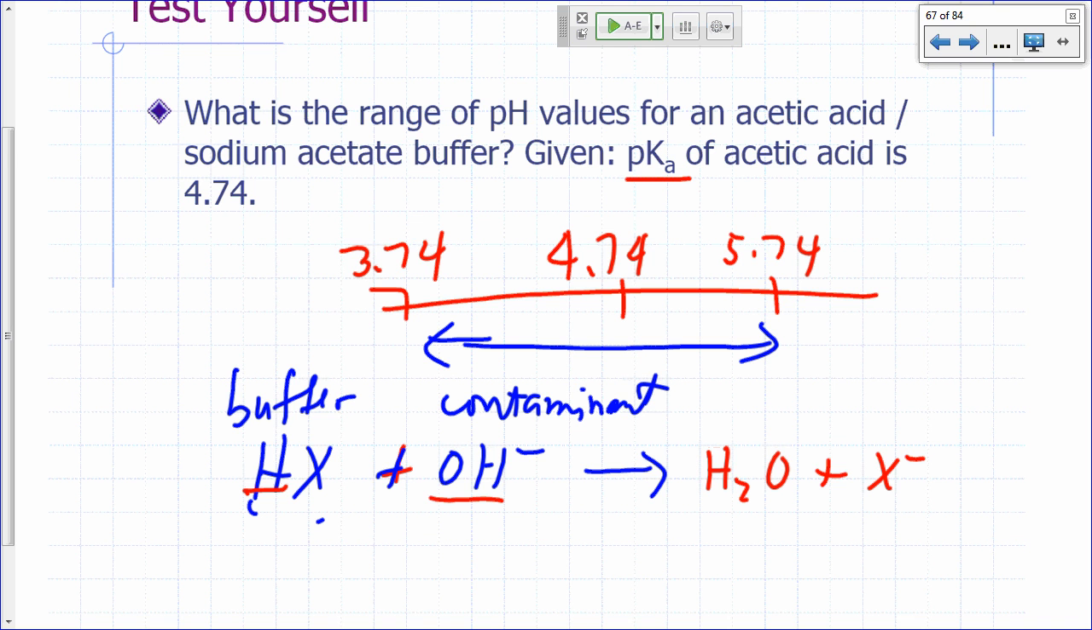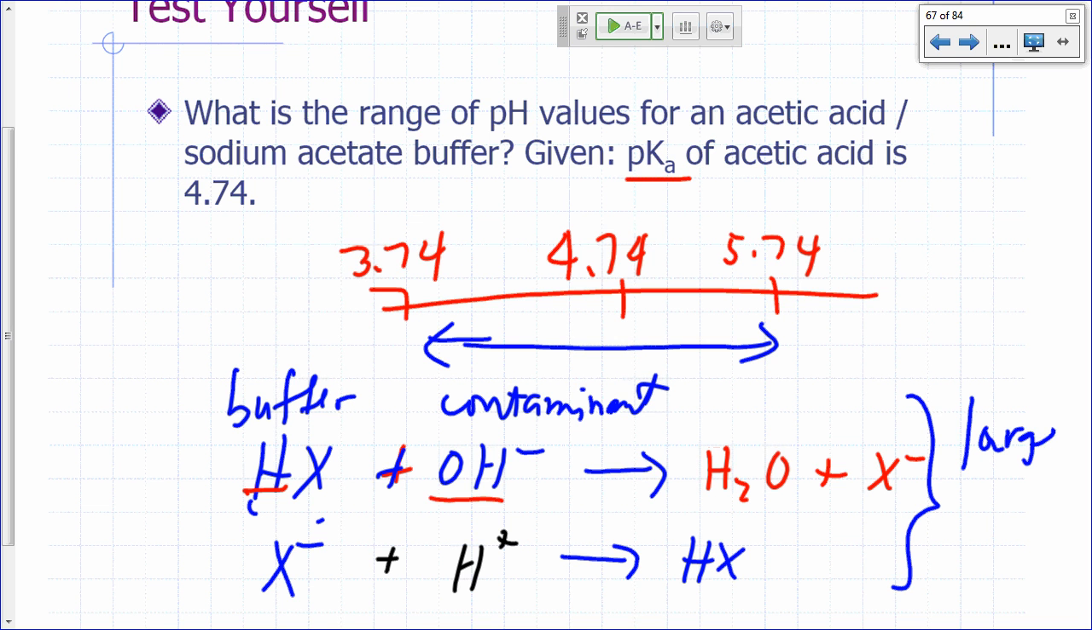What happens if your contaminant is H plus? If you add an acid to your buffer, what will happen? Then the weak base that's in your buffer will react with H plus to give you HX. And what do we know about these two reactions? These have very large KEQ.